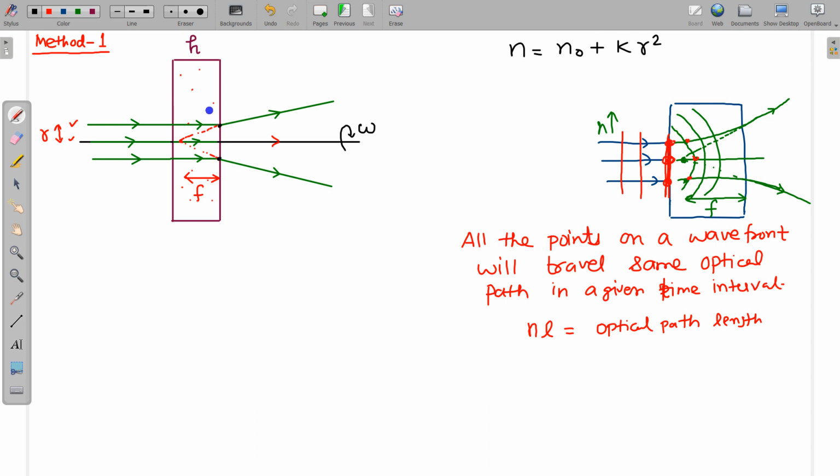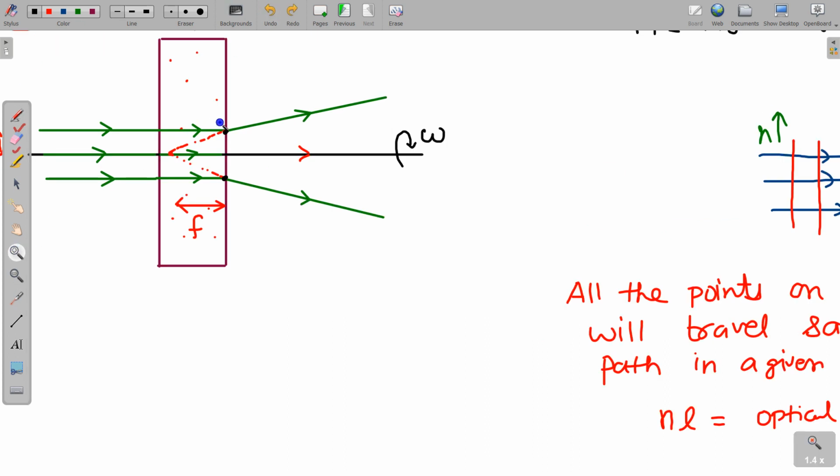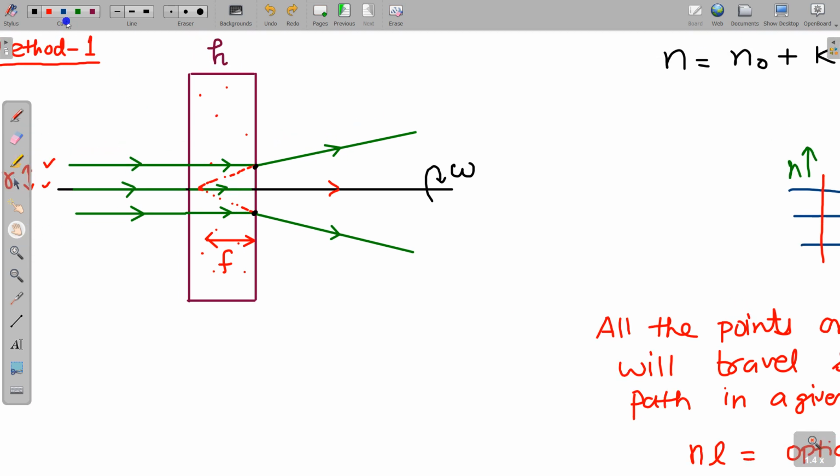It is something like this. Sorry, let us zoom this diagram a bit, and now I am drawing the wavefront. Suppose this is that wavefront, and this wavefront is definitely a spherical wavefront. So on this wavefront I am taking 2 points. One point is this and one point is this, and for these 2 points I have to equate the optical paths.